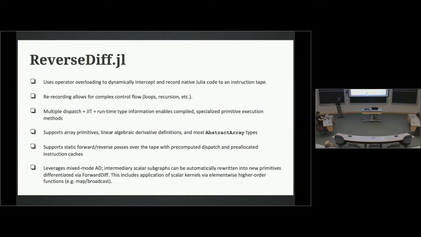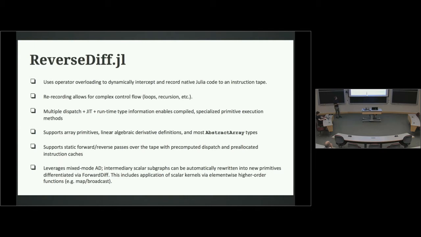ReverseDiff is a package which implements this on native Julia code. It uses operator overloading, which Julia is quite good at. For example, if you have a static graph, it can do that forwards and backwards pass that we talked about, and it can do it over and over and over. If your graph is changing with each iteration, for example, if you have some complex control flow that's based on whatever values are being propagated through it, you can re-record the graph, and then the operations that you record will be true to whatever the function call was.